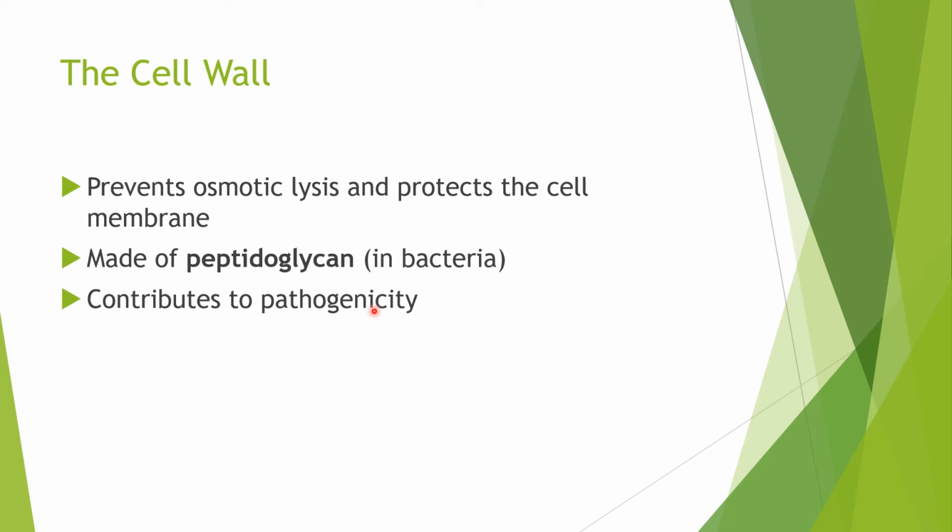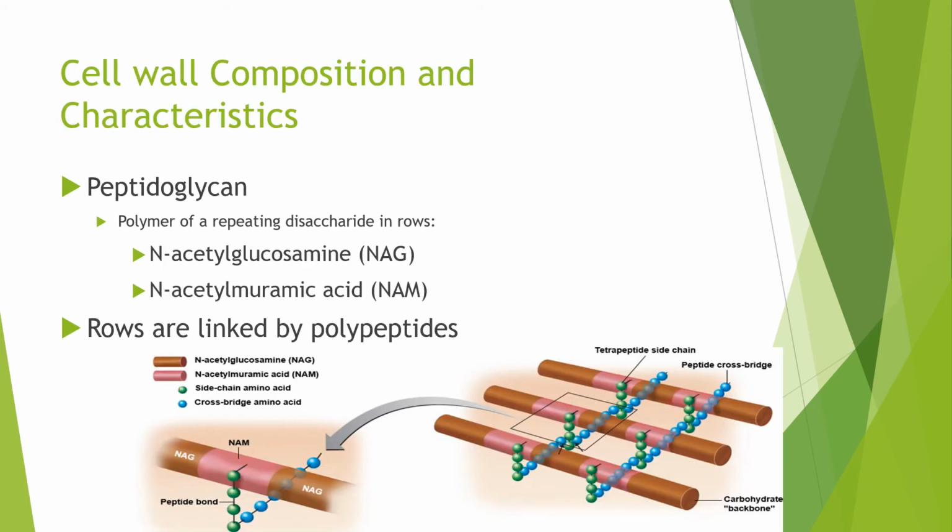The cell wall of a bacteria is made up of something known as peptidoglycan. Peptidoglycan basically consists of disaccharides, which are basically sugars, and polypeptides, which are proteins. Having a cell wall can actually prevent the bacteria from osmotic lysis, which basically means it can prevent the bacteria from taking in too much water, so it can prevent the bacteria from swelling up and bursting. So those are the main components of the cell wall.